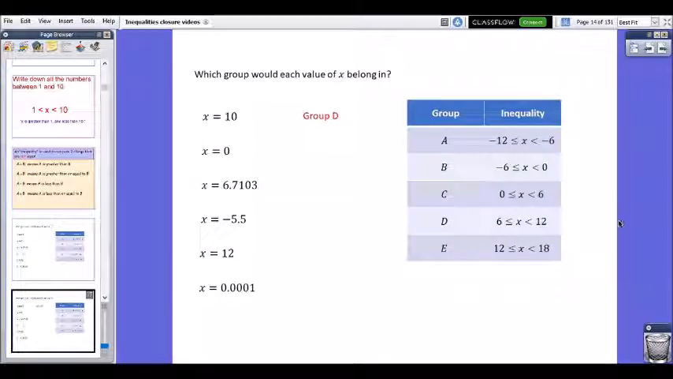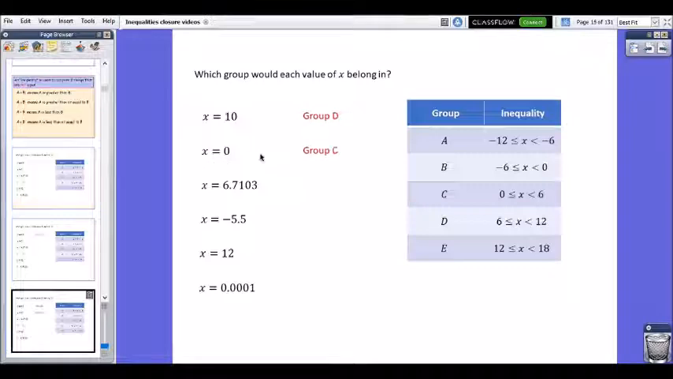Okay, so please can you pause the video and decide which of these next few values of x fit into which groups. Okay, so for the next one, x equals 0, that has to fit into group C, because group C means that x is greater than or equal to 0, because it's got the little line underneath, and it's also less than 6. So group C is that next one.